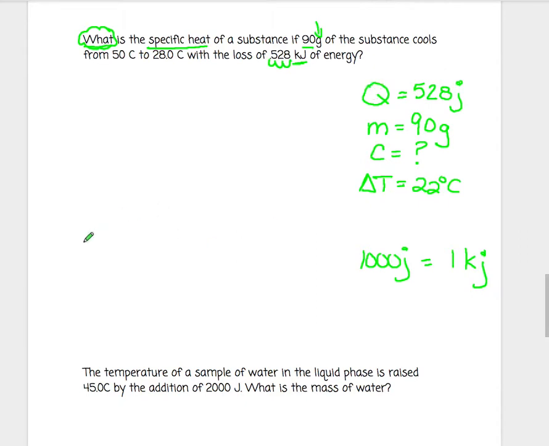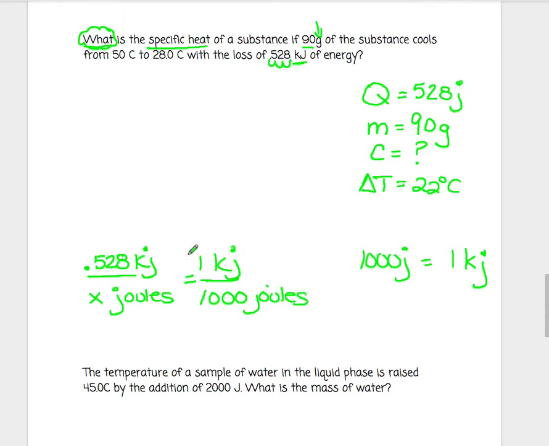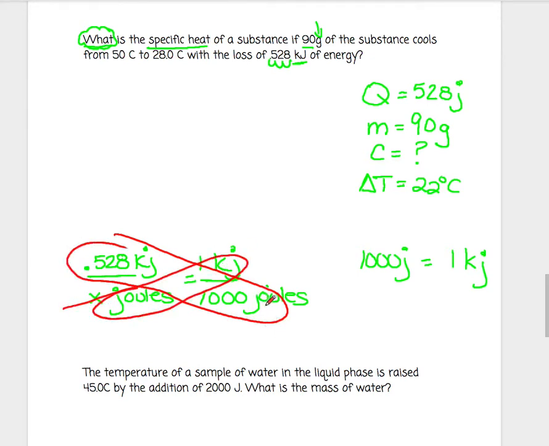If you can't see that, let me just do it over here for you so you can see. 0.528 kilojoules is how many joules when 1 kilojoule is 1,000 joules. I set up a proportion where kilojoules are the same on the top and joules are the same on the bottom. Now I can simply just cross multiply. Okay, so joules and joules will cancel. Kilojoules and kilojoules will cancel. And I'll end up with 528 joules, which is what I wrote here. 528 joules. Okay, let's get an eraser and erase this.